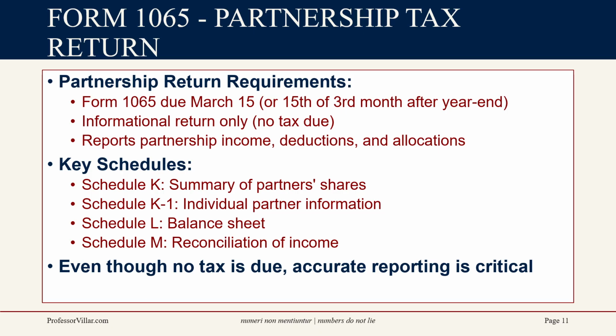Schedule K-1 is going to summarize all of the partnership's share of income that goes to each one of the individual partners, deductions, credits, etc. Each partner receives a K-1 that shows their individual share. The partnership must also provide a balance sheet and various reconciling schedules. Even though no tax is due at the partnership level, accuracy is critical because they potentially have an effect on the individual partner's personal income tax return.